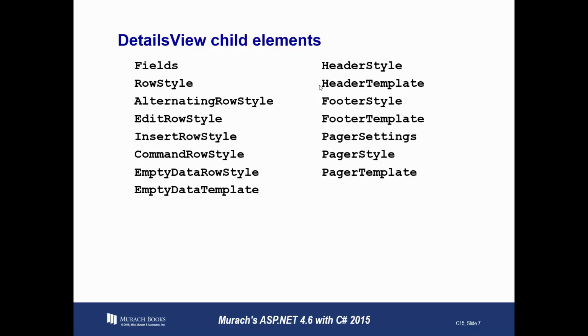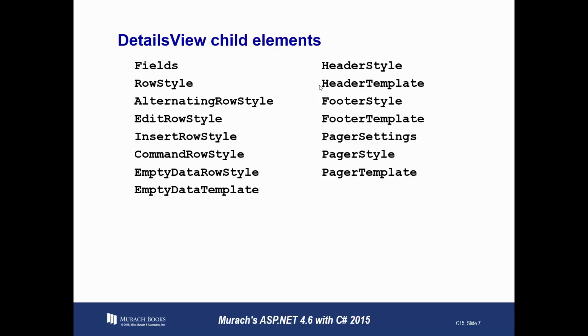These are the properties you're most likely to use with this control. This table lists the child elements that you can use between the start and end tags of a Details View element. Most of these are used to provide styles and templates that control formatting and content. You've got Fields, the fields displayed in the Details View control. RowStyle, which is used if you're in read-only mode. AlternatingRowStyle if you're doing zebra striping. EditRowStyle, so that's the style when the data rows are in edit mode. InsertRowStyle, the style when you're in insert mode. CommandRowStyle for command rows.